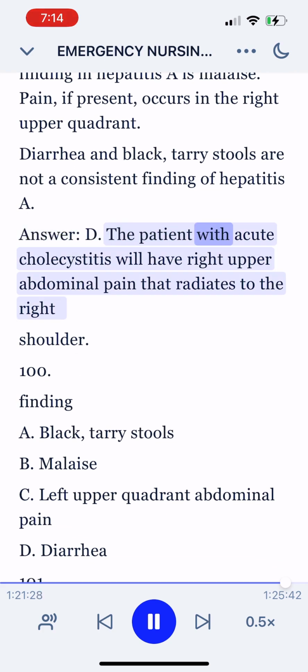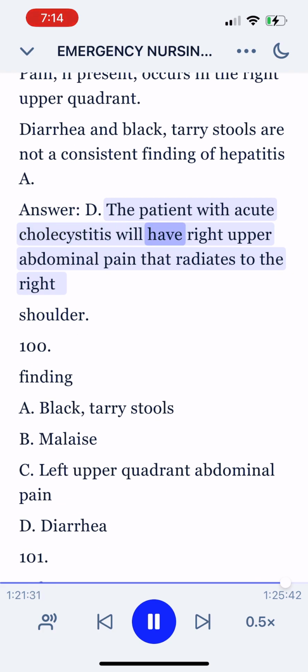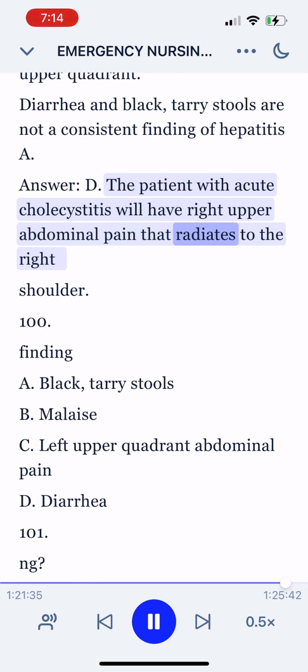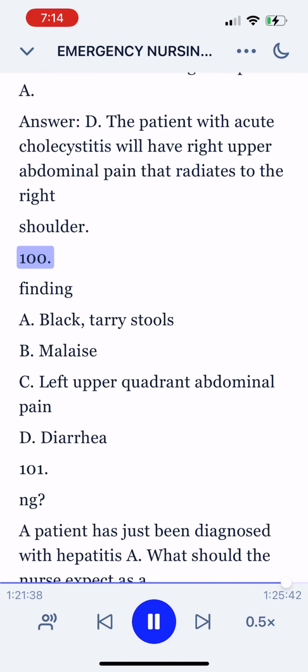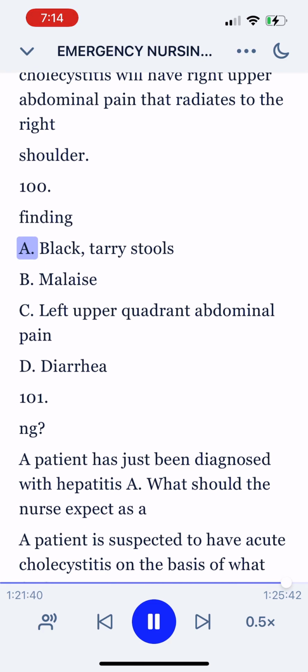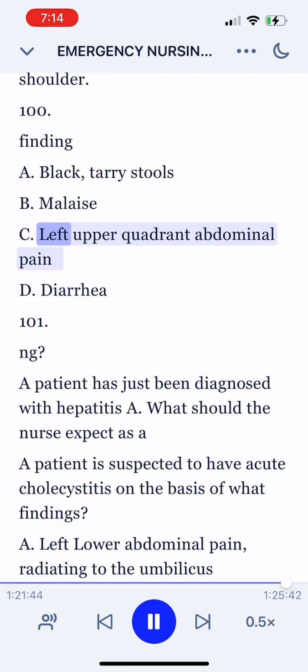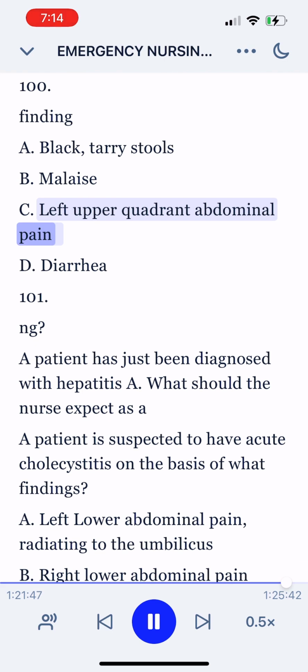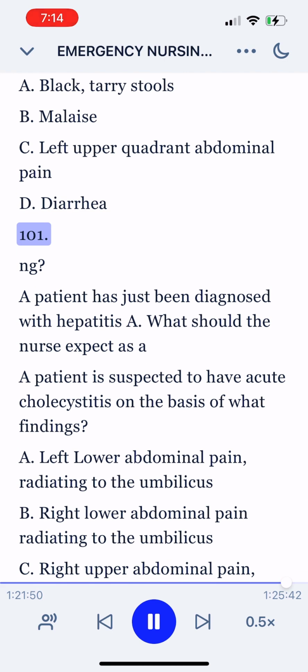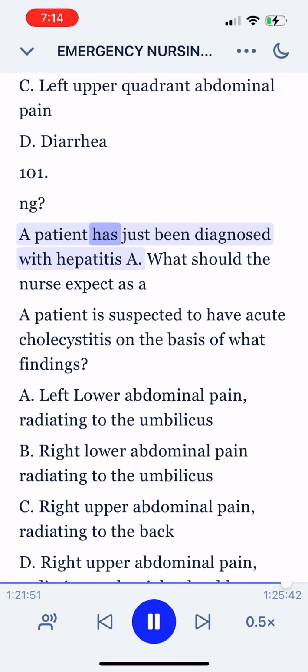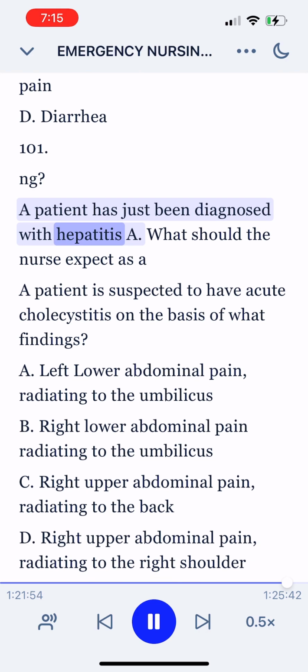Answer D. The patient with acute cholecystitis will have right upper abdominal pain that radiates to the right shoulder. 100. A patient has just been diagnosed with hepatitis A. What finding should the nurse expect? A. Black, tarry stools. B. Malaise. C. Left upper quadrant abdominal pain. D. Diarrhea.